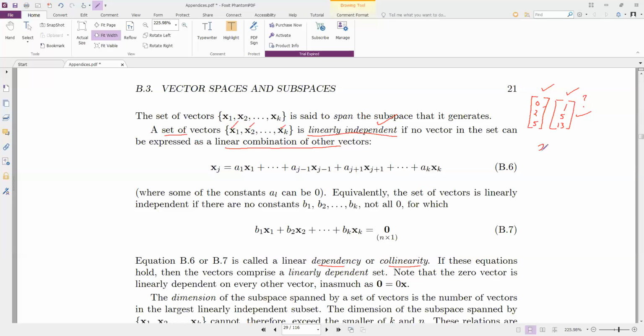But if I do this, 2, 3, and 4 as one vector, and then I do another vector here as an example.